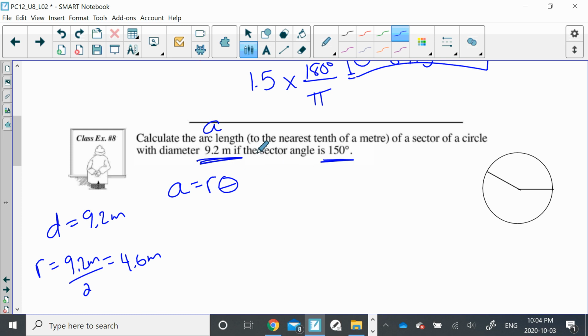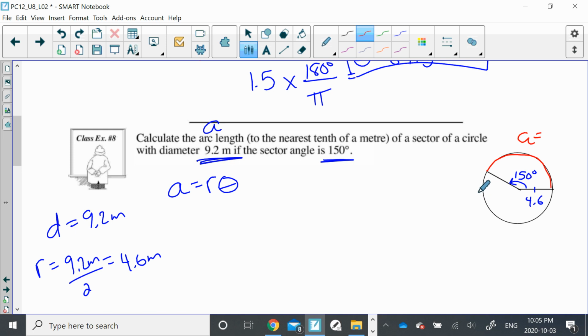Then they give me that the sector angle is 150 degrees. Off to the side, I drew a circle because arc length always has to deal with circles. I know that the diameter of the circle would be 180 degrees, so I'm just going to guess that this would be 150 degrees. I know that this is 4.6 meters. What we're going to be calculating is the arc length, so essentially this measurement over here, A.